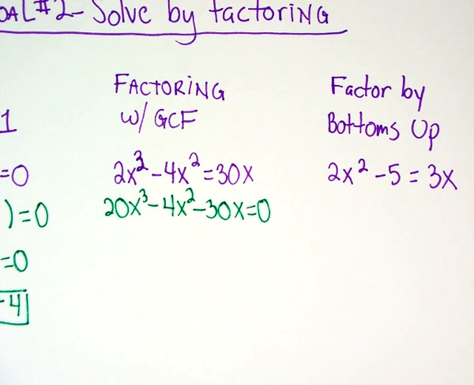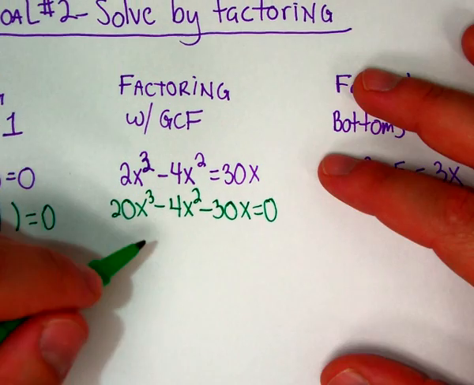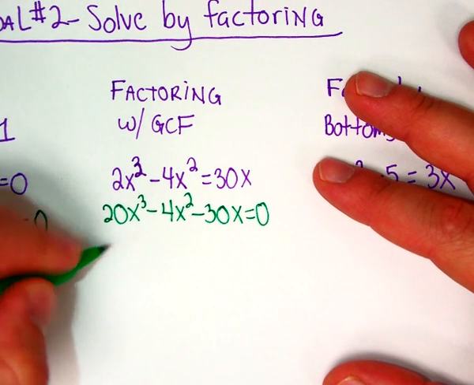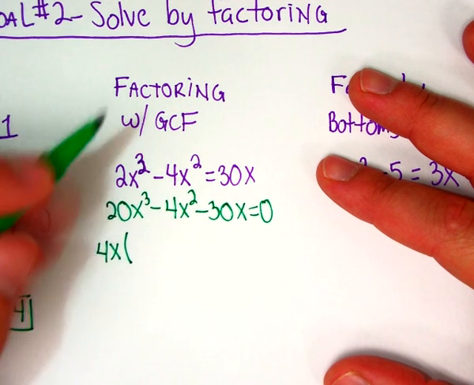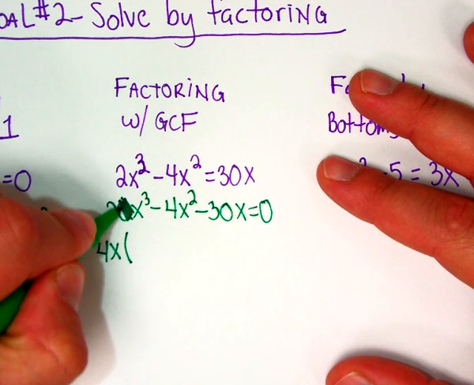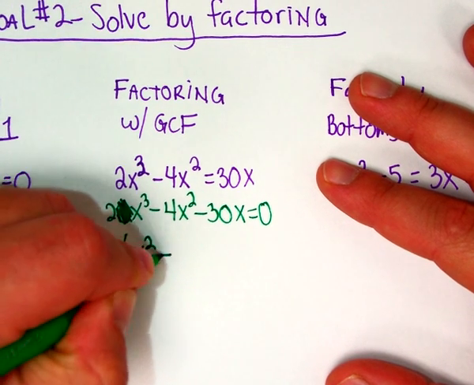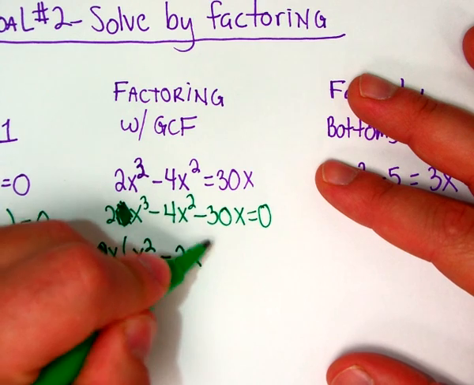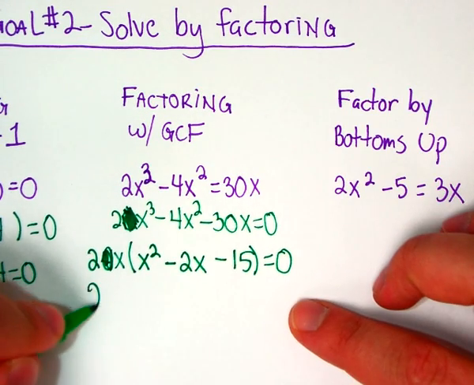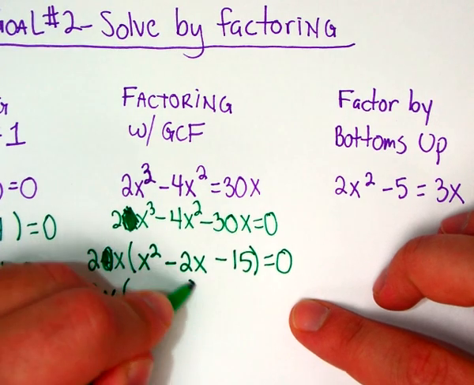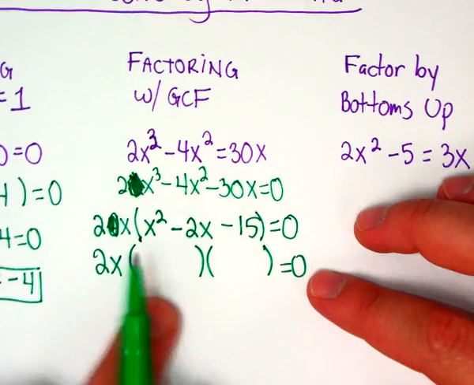Now that everything is equal to 0, let's start doing our solving method. Take out the GCF, which in this case happens to be a 4x. That's going to leave us with, oh, and it's not 4, I'm sorry, I wrote a 20 here. It's a 2. So it's just 2x, which will leave us with x squared minus 2x minus 15, and that equals 0. So now that we've taken our GCF, we've got 2x, and the trinomial that's remaining is a leading coefficient of 1. So we're going to treat that just like we did the previous problem here.